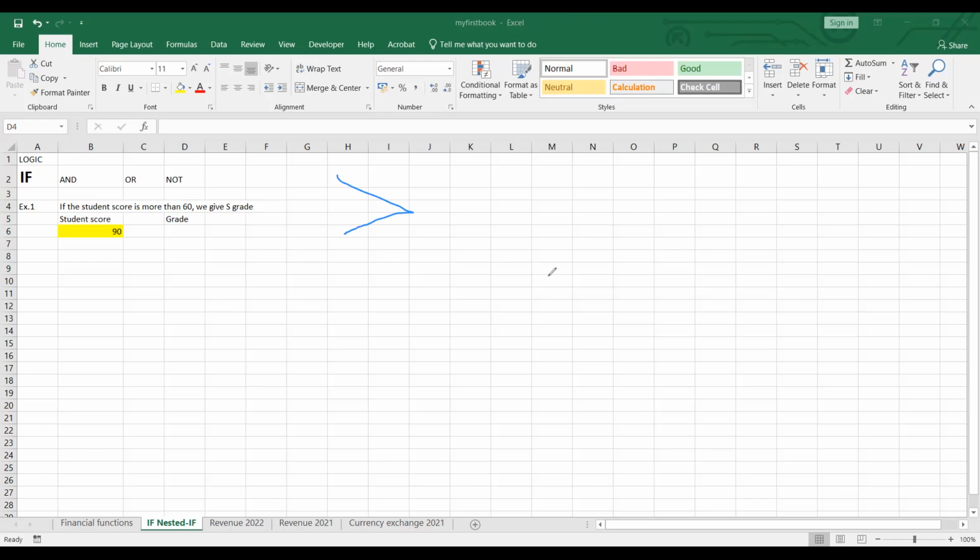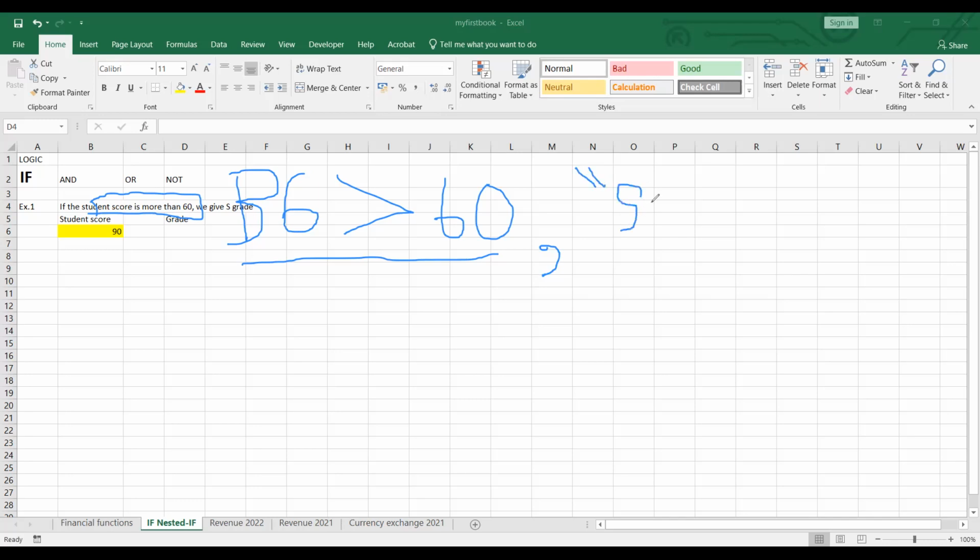So to formulate the logical test, we have to test B6 greater than 60. This is the condition that we have to check: the student score is more than 60. After that, we give S grade. If you would like to display S as a grade, you have to put double quotes because S is text. We put S in double quotes like this.